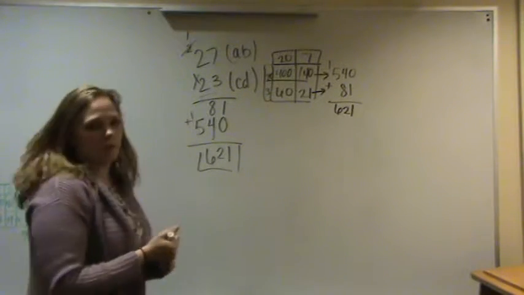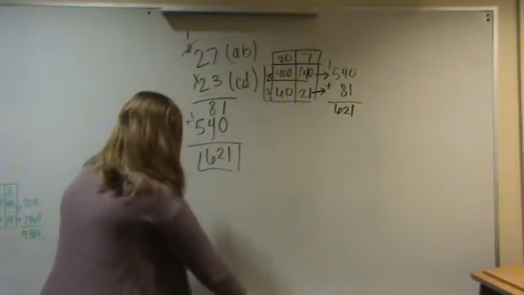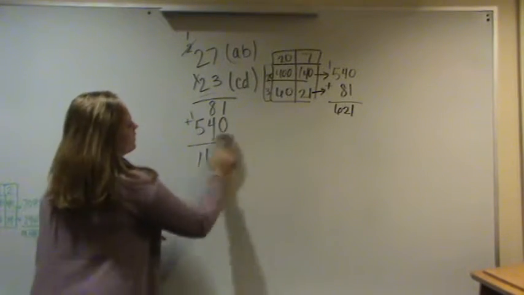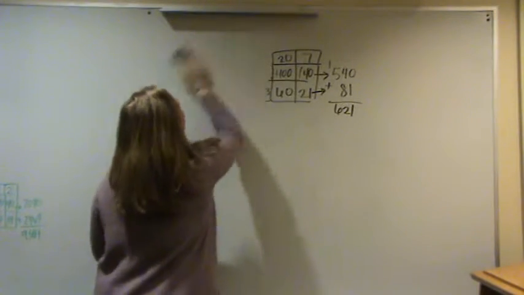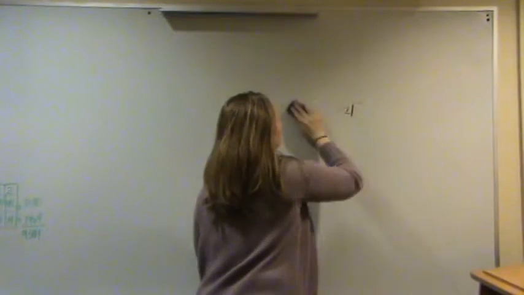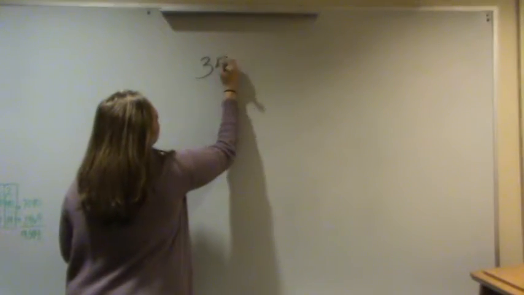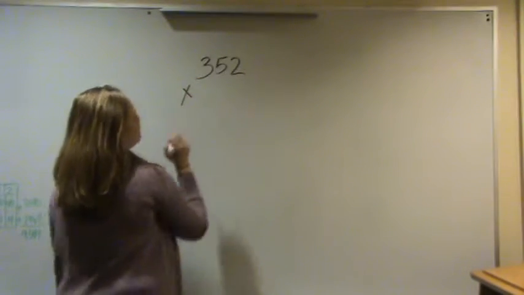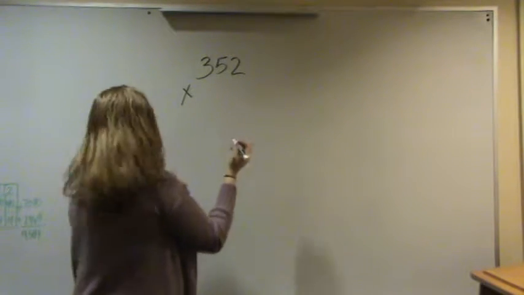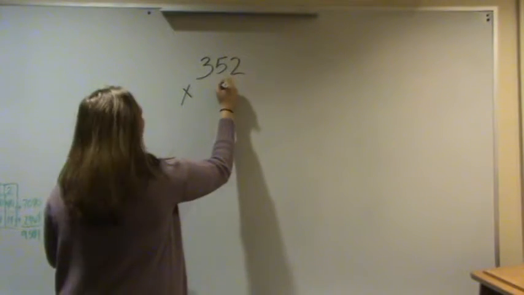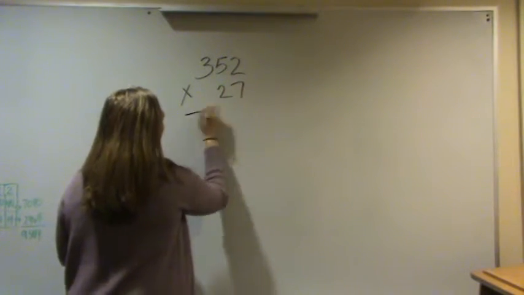Now, many of you are wondering, this only works for the 10s and the 1s. What happens if we have a 3-digit number? The new number I'm going to give you is 352. And we're just going to stick with the 10s in the second one just for this. And we're going to do 27.